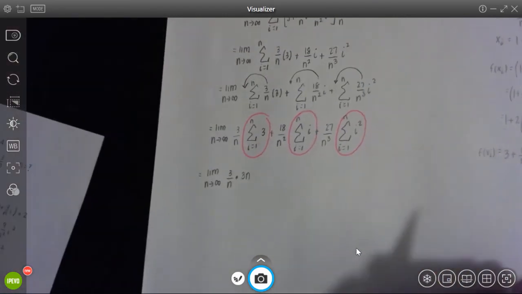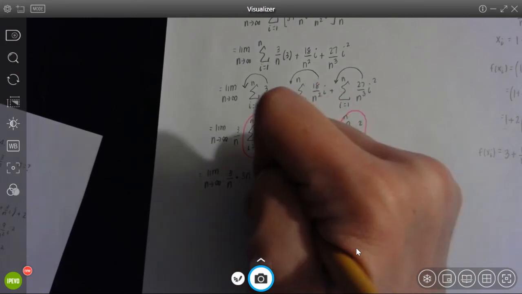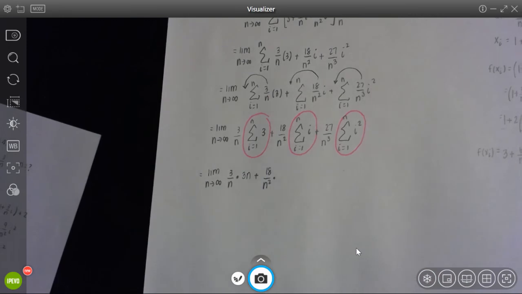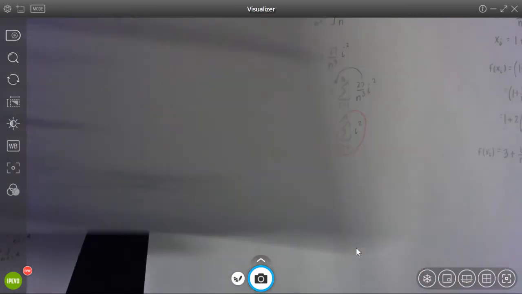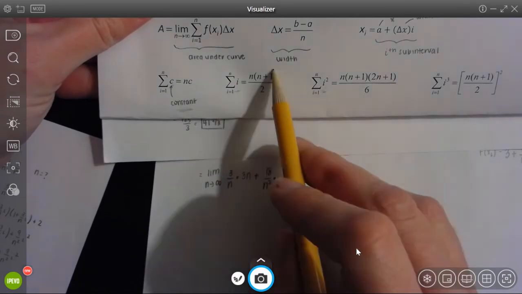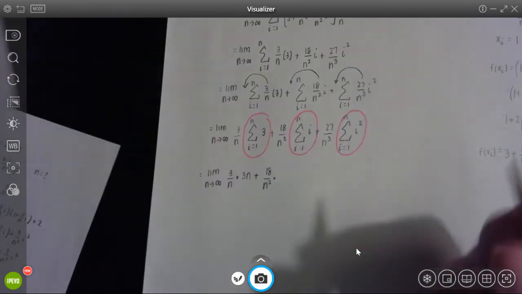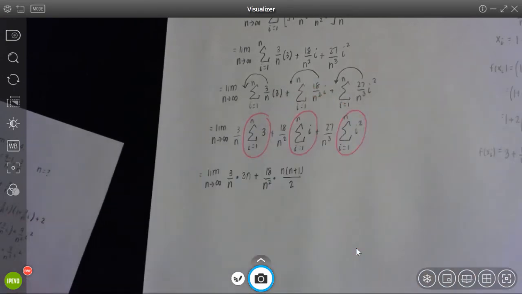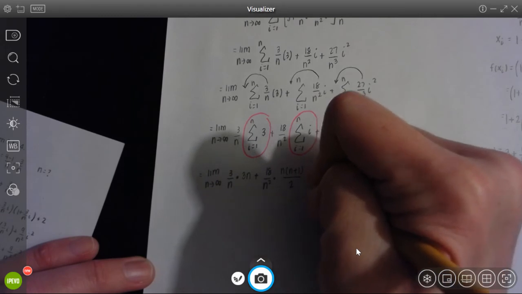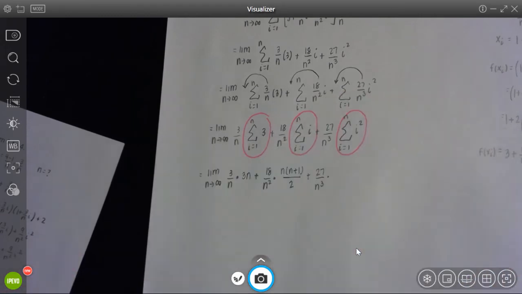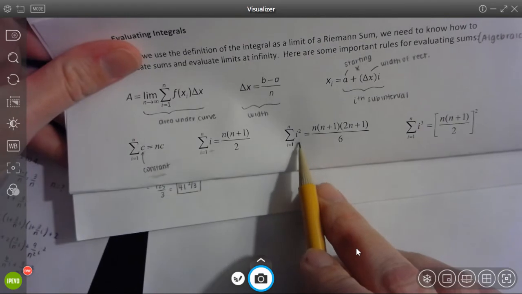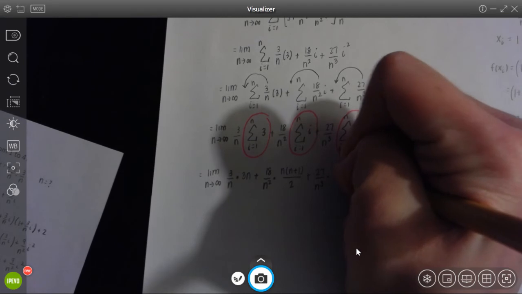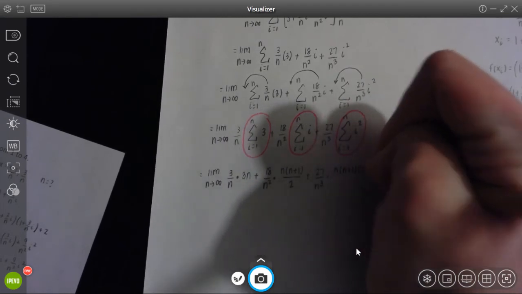Then I'm going to bring over the plus 18 over n squared, and substitute in what I know about that. So I know that the I summation is equivalent to n times n plus 1 over 2. And then I'm going to bring over the plus 27 over n cubed, and substitute in what I know about the summation for I squared, which is equivalent to all this stuff: n times n plus 1 times 2n plus 1, all over 6.